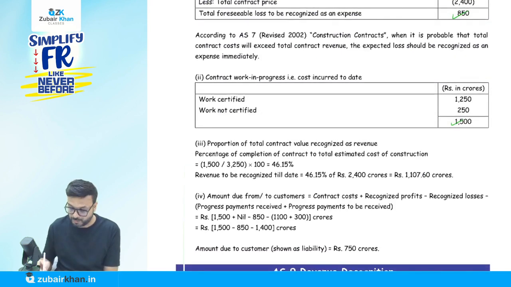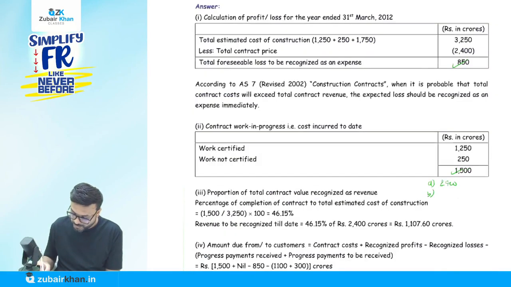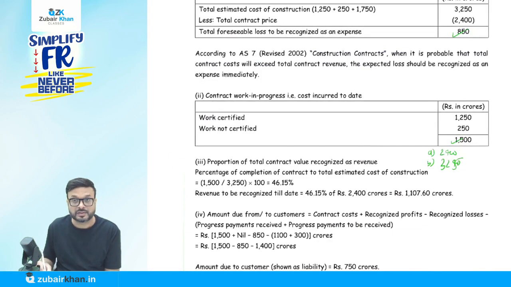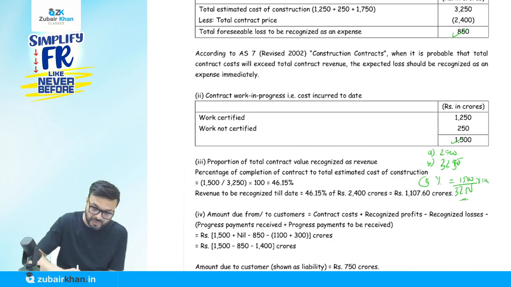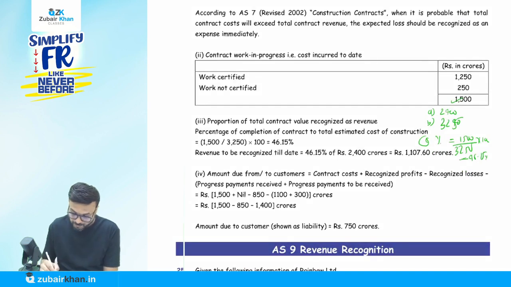Then they ask for the percentage of work, that is, how much revenue should be recognized. A point is the revenue, 2,400. B point is the total cost, that is 3,250. Sorry, not 3,240, it is 3,250. Now C point, work completed, how much cost we have incurred: 1,500. So 1,500 divided by 3,250 multiplied by 100, that is 46.15%. So 2,400 multiplied by 46.15%, that much revenue we have to recognize.